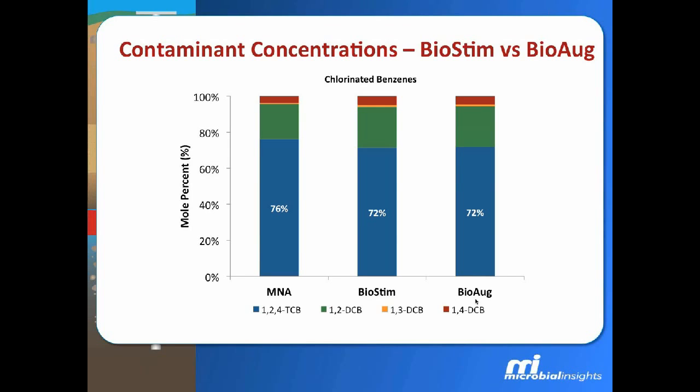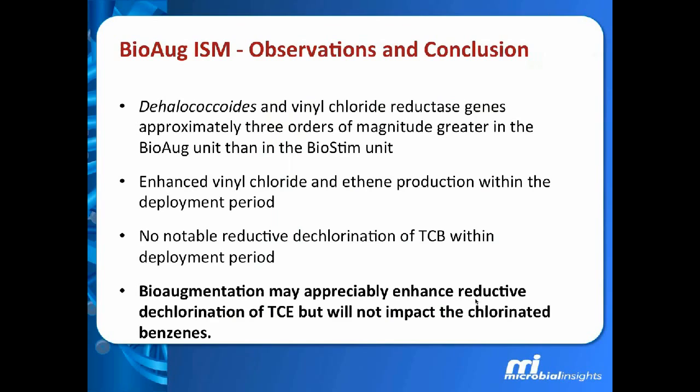So in conclusion, observations from the bioaugmentation unit show that Dehalococcoides and vinyl chloride reductase genes were 3 orders of magnitude greater than with biostimulation alone, and there was enhanced vinyl chloride and ethene production during the deployment period. So bioaugmentation may appreciably enhance reductive dechlorination of TCE. At least within the deployment period, however, bioaugmentation did not have an impact on the chlorinated benzenes.